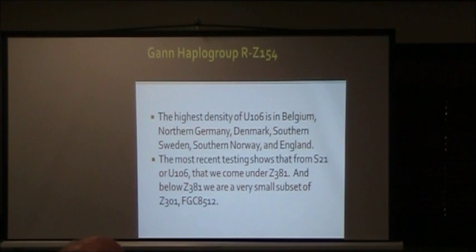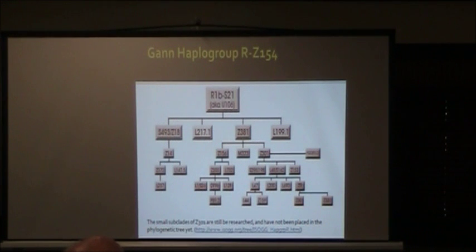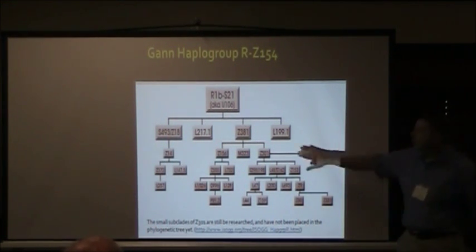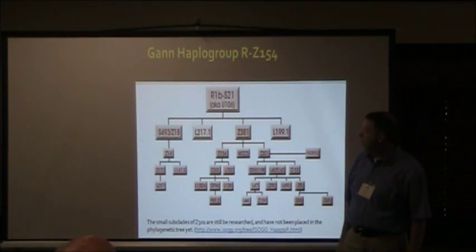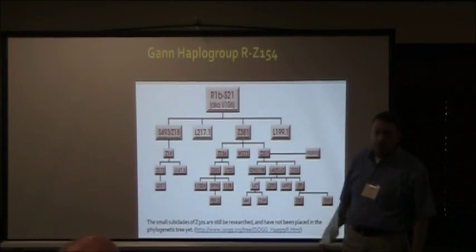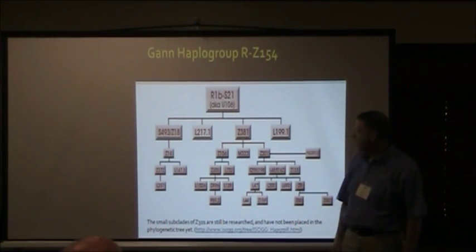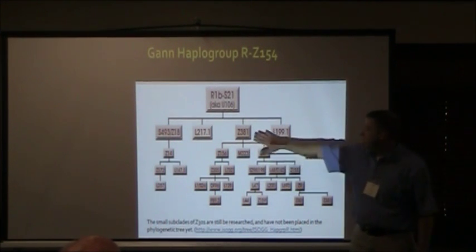Now under U106, the next level down is Z381. Below the Z381, we're in Z301. Below that are a couple more subtypes, but then you finally get to Z154. So it's very, very specific. Next. So here's the tree. This is the U106 tree. These are the major branches of the U106. We fall under the Z381. As you come down to Z381, these are the three main branches of that one.